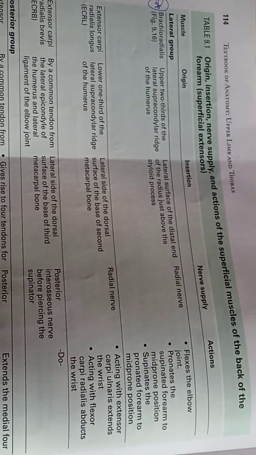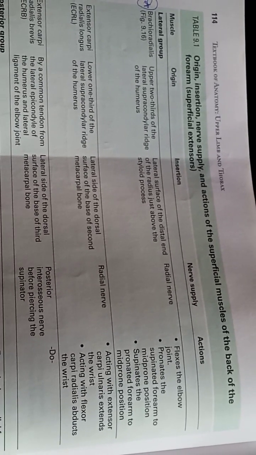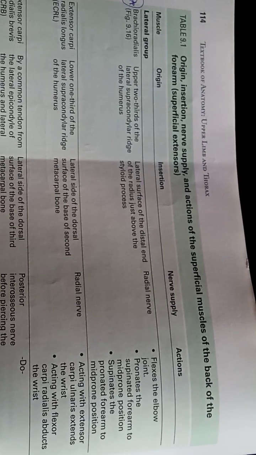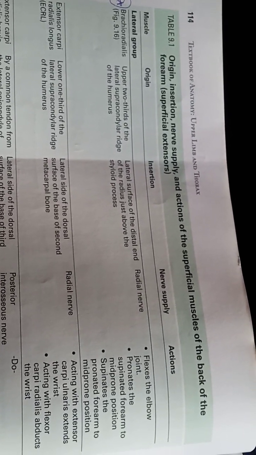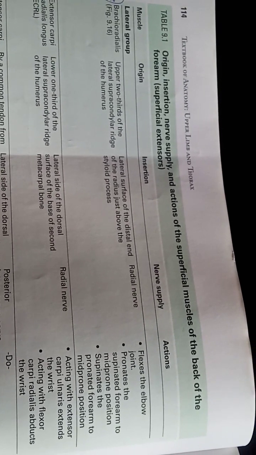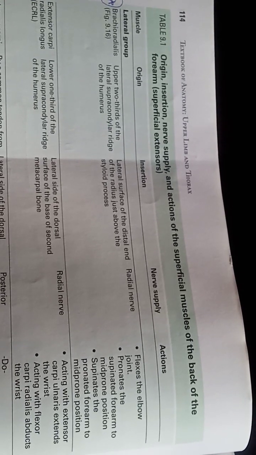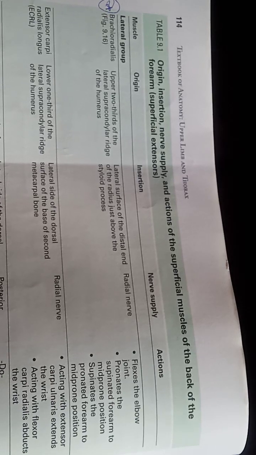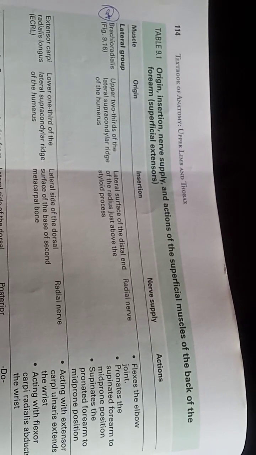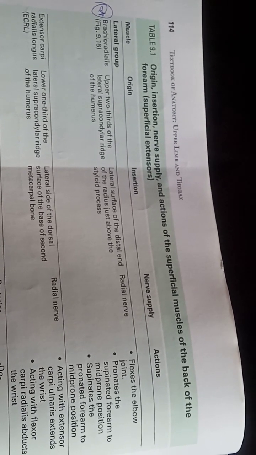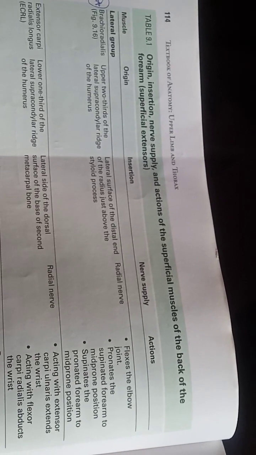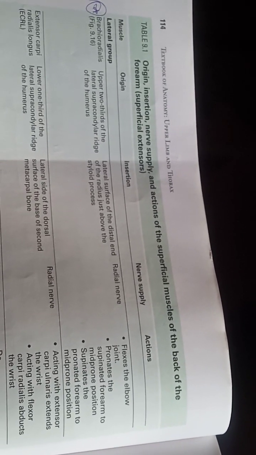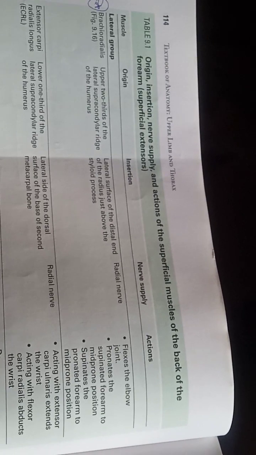Next, about brachioradialis. Brachioradialis is the third option. It comes from the upper 2/3 of the lateral supracondylar ridge of the humerus. It is inserted into the lateral surface of the distal end of the radius, just above the styloid process. Nerve supply is the radial nerve. It flexes the elbow joint. So flexion of the elbow joint is because of brachioradialis.